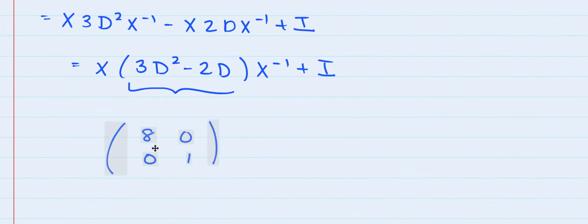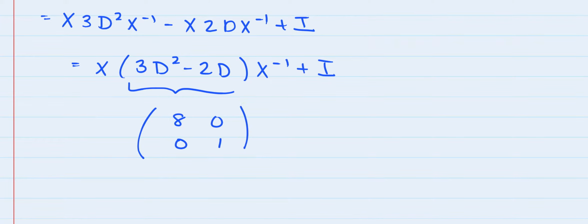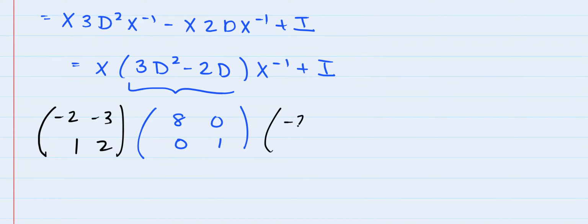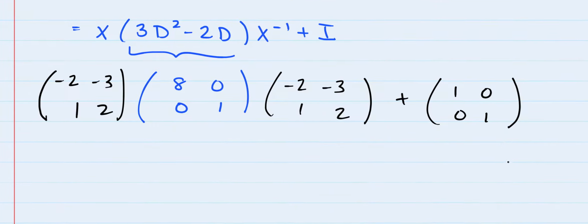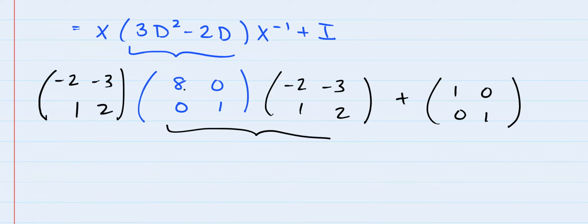Lasso this up, put it up here, and we said that the matrix A was -2, -3, 1, 2, and then we're going to add the 2 by 2 identity matrix here. Okay, let's multiply these two together first. This just multiplies the first row by 8, so we get -16, -24, and leaves the bottom row alone.